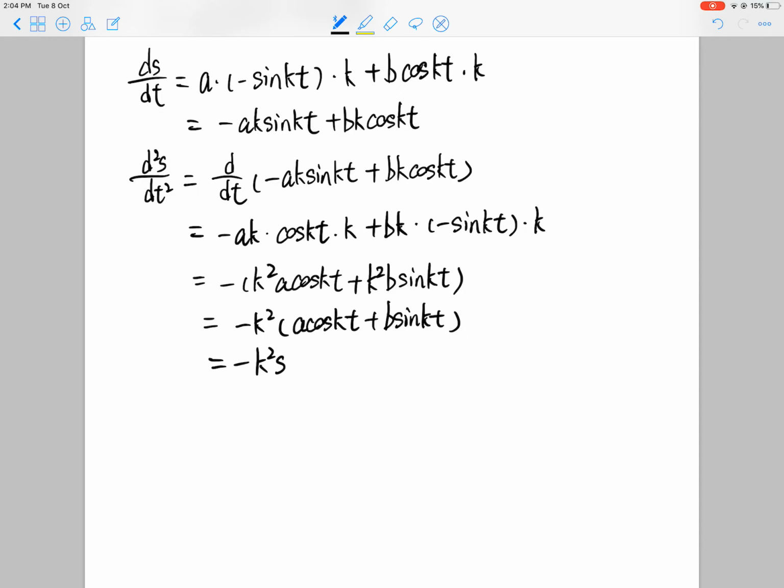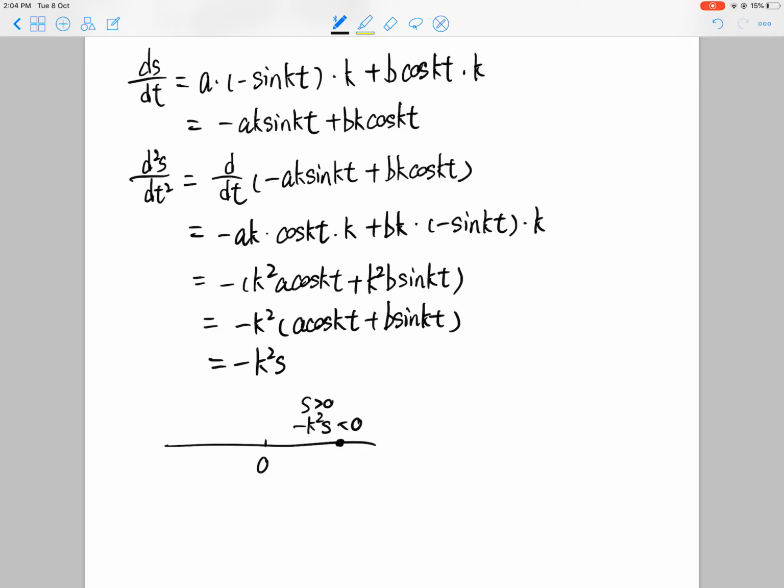So why is it directed to the origin? You can think about it in this way. Right, this is the origin when it's 0. So as long as the position is on the right side of the origin, s is positive, right? For example, 2. S is positive, then the second order derivative, which is the acceleration, is smaller than 0.